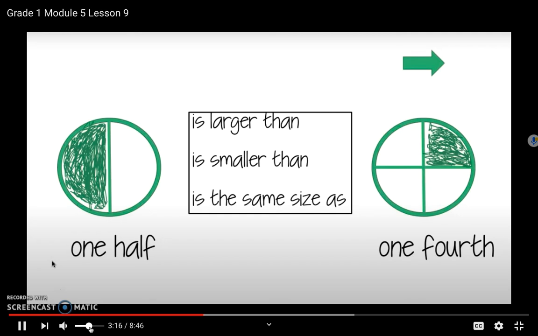Is 1/2 smaller than 1/4? Or is 1/2 the same size as 1/4? What do you think, friend? Yeah, I totally agree. 1/2 is larger than 1/4.